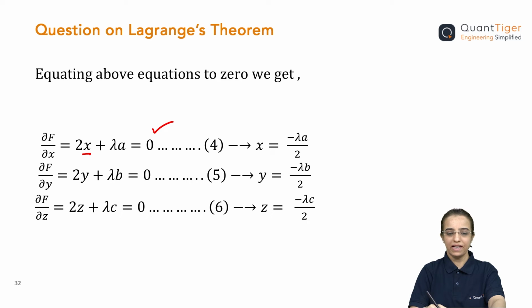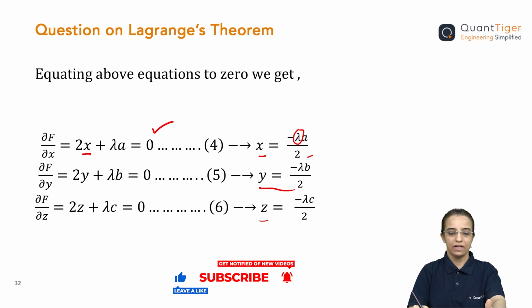So simply by rearranging these equations, I have rearranged the equation so that the x value should be separate. x is equal to minus lambda a by 2, y is equal to minus lambda b by 2 and z is equal to minus lambda c by 2. So if you look at all these x, y and z values, you will see that each of these values has lambda, which is the Lagrangian multiplier, included in it.